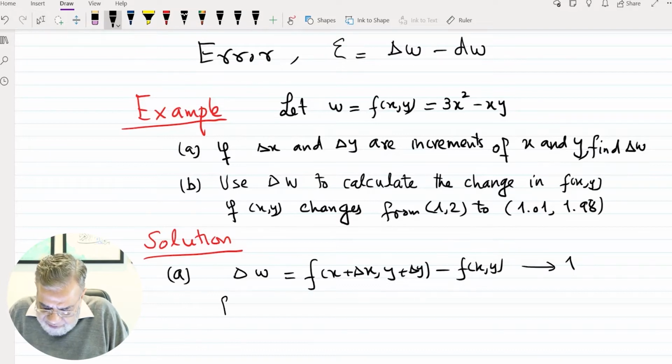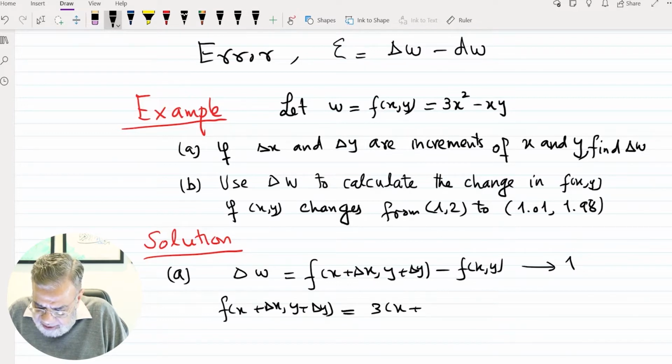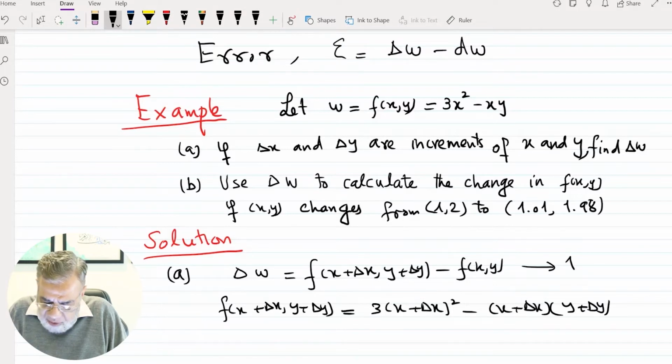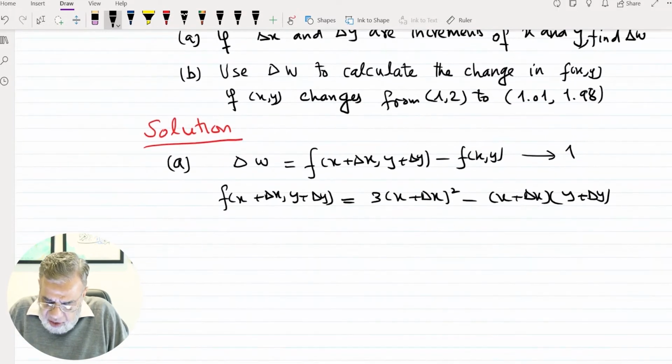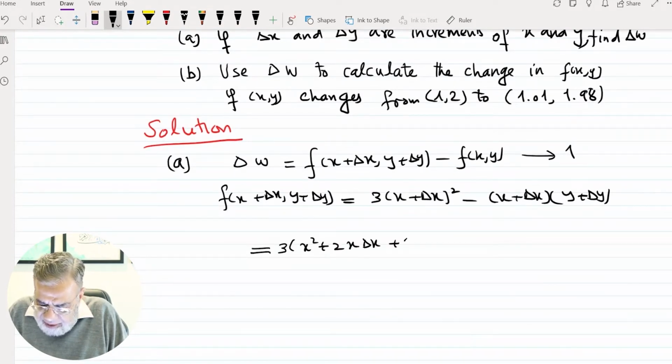So we find here f of x plus delta x, y plus delta y is equal to 3 into x plus delta x whole square minus x plus delta x, and y is y plus delta y. Now we do some mathematical work and make the simplifications. When we open this one, we have 3 into x squared plus 2x delta x plus delta x whole square. It's easy, you can do it yourself, minus.